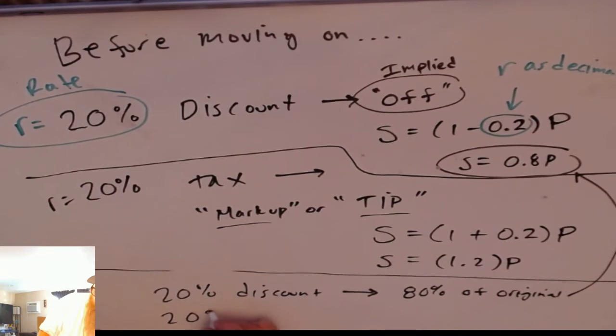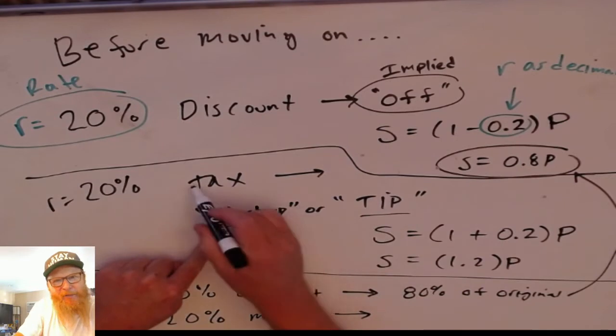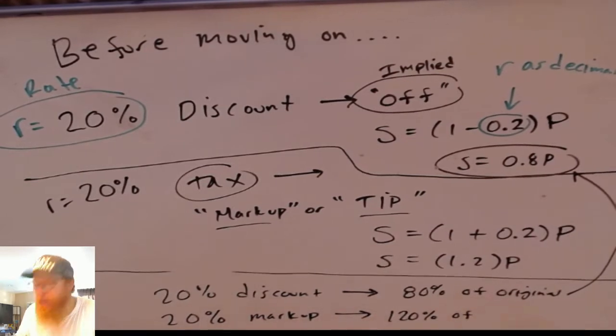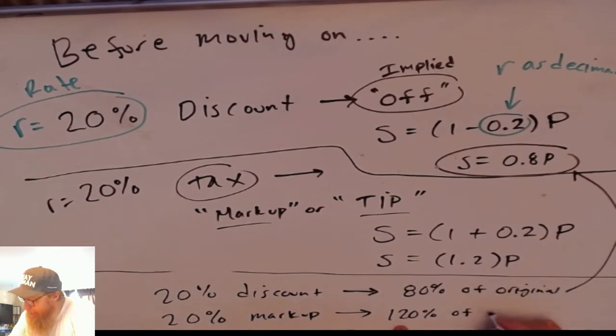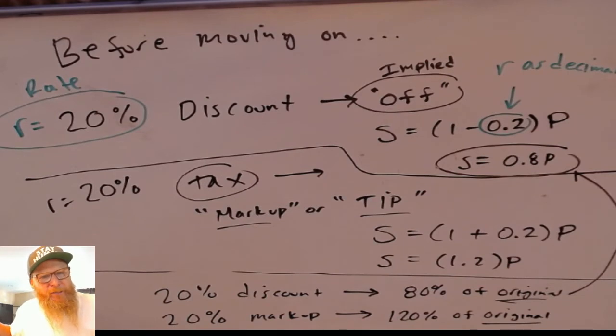And if you say a 20% markup, tip, or tax, they all mean the same thing: that would be 120% of. So the of is in there, whether you see it or not. It's just being translated from 20% into 120% of the original. There are lots of different names for the original: the selling or wholesale price, the original price, or the principal base price.